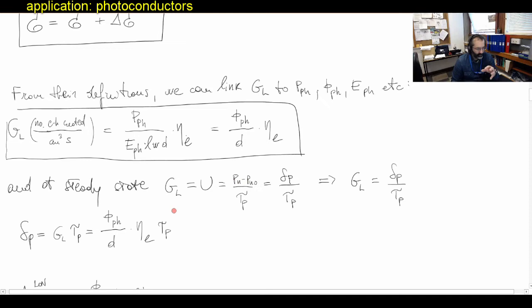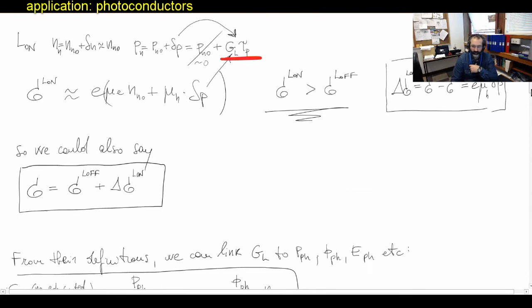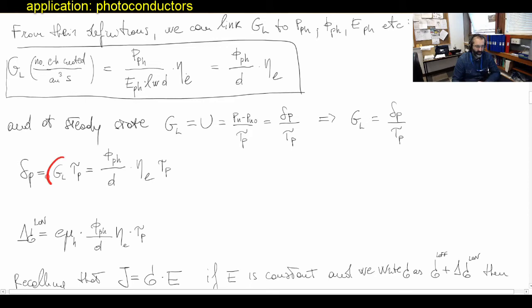At steady state, we know from what we did in generation recombination that GL must be equal to U, and U is this stuff here. And the numerator, remember, is what we call delta P. So really, GL must be equal to delta P over tau P. So delta P must be equal to GL tau P. This is obviously a result we had already anticipated here. And so we can substitute GL with the quantity we found previously, and we find that delta P is actually related, as I had already anticipated, to the photon flux and the external quantum efficiency and all the rest.